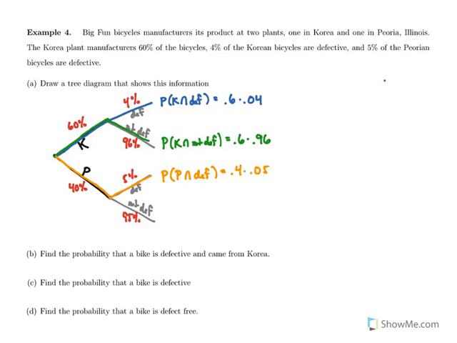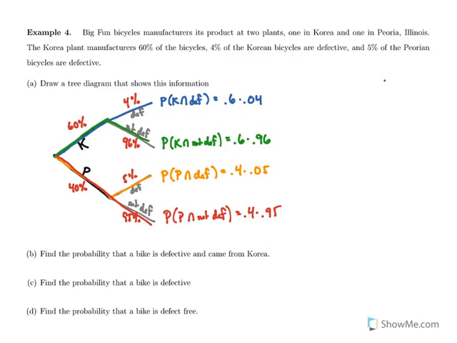And finally, we could do the probability of Peoria plant and not defective is going to be 40% times 95%. Remember, you have to use the decimal forms always for these percentages. All right, so here's our tree diagram.